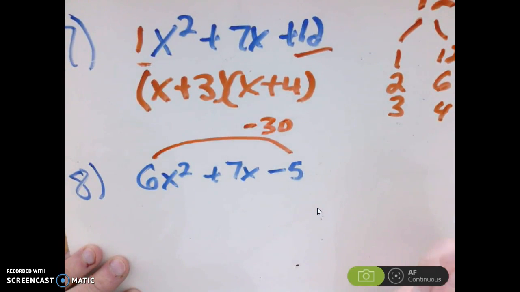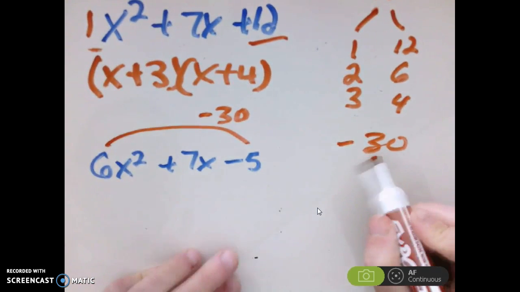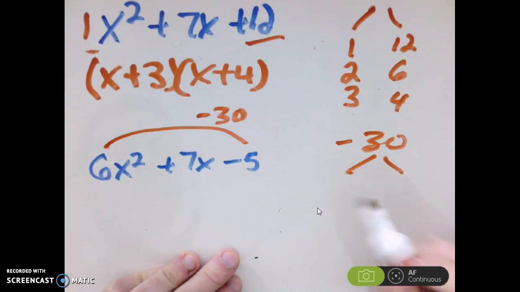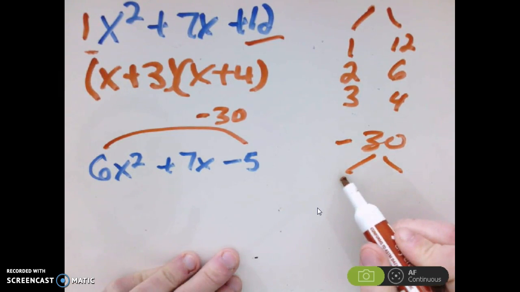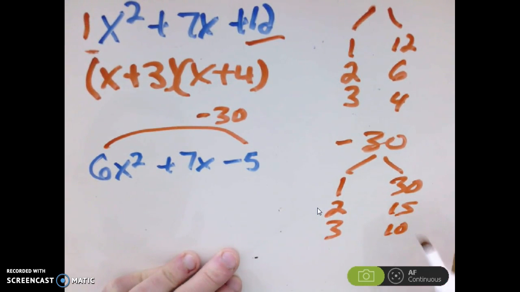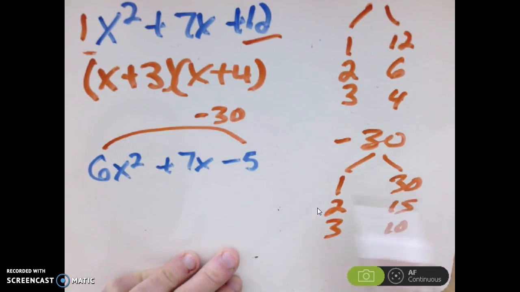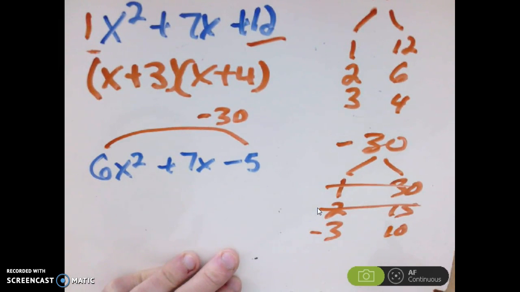So what are my factors of negative 30? I'm going to do the same thing as I did before. My factors of negative 30 are 1 and 30, 2 and 15, 3 and 10. Is that it? I think so. Do any of these subtract to make 7? Not this one. No, not this one. Oh, but this one does, right? Negative 3 plus 10 is 7.